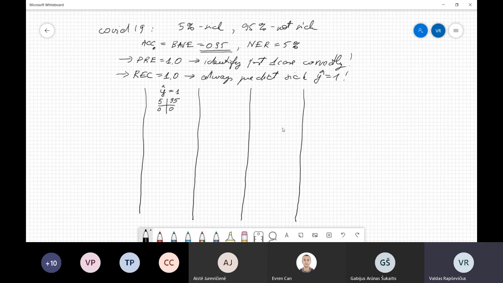And now we will look into the example where we guess that everyone is not sick, right? So our matrix will look like 0, 0, 0, 0. We get 5 here, incorrectly guessed as not sick. This is error type 2. And this is 95, which is correct, right? So this is a majority class classifier, because 95 is the majority class.